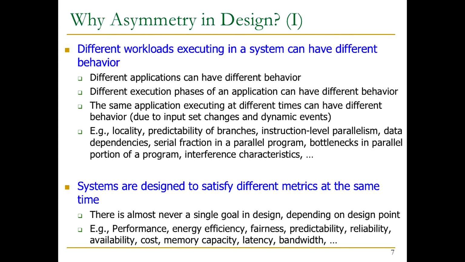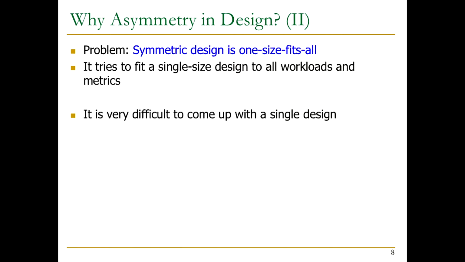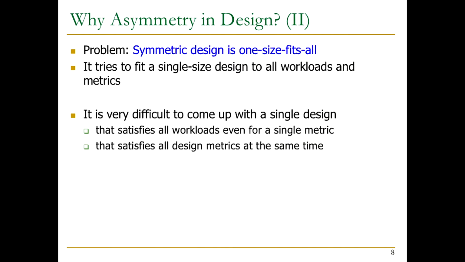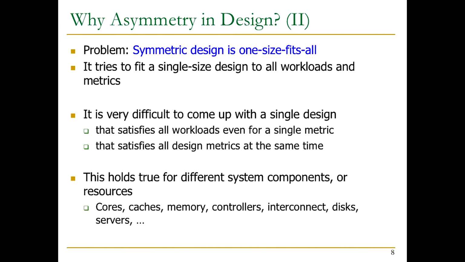And clearly, I'll give you examples of what we've seen in asymmetry, like the capacity-latency trade-off in memory that we've seen earlier. And one of our solutions was a heterogeneous design, and I'll remind you of that. Okay, the problem with symmetric designs is that it's really one-size-fits-all. It doesn't enable customization. It tries to fit a single-size design to all workloads and all metrics. So as a result, it's very difficult to come up with a single design that satisfies all workloads, even for a single metric, and also that satisfies all design metrics at the same time. And this holds true for different system components or resources, everything we've covered so far and things we have not covered as well.